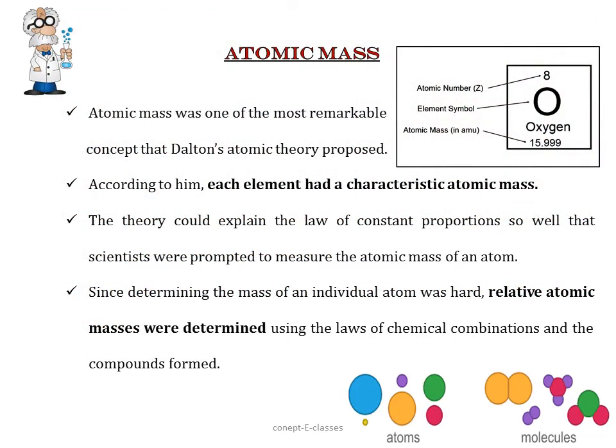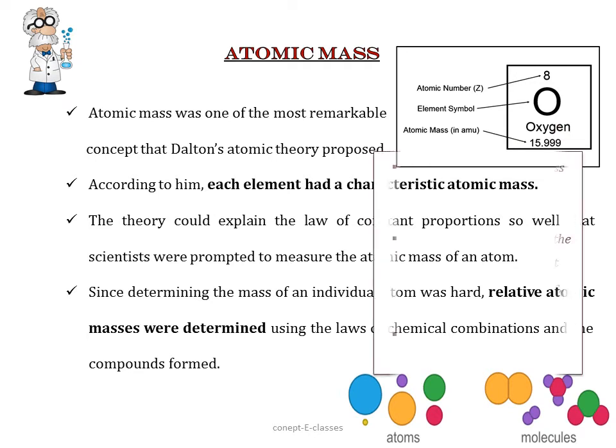Now let's see about atomic mass. Atomic mass was one of the most remarkable concepts that Dalton proposed. According to Dalton, each element had a characteristic atomic mass. See, for oxygen, the atomic mass is 15.999. Whole number wise, we say that the atomic mass of oxygen is 16.